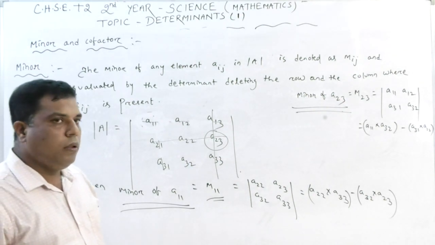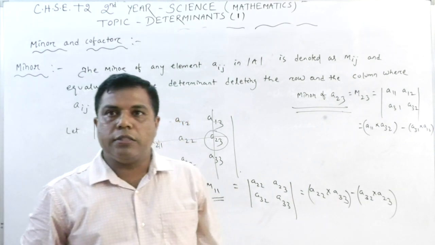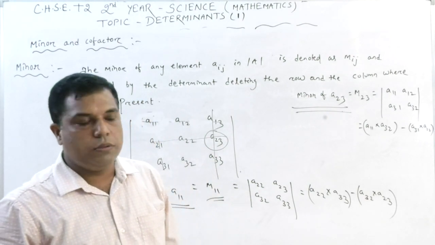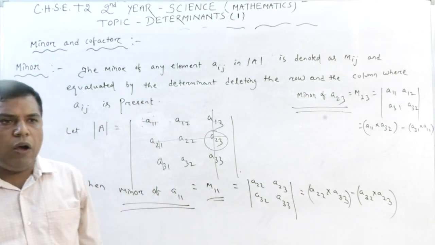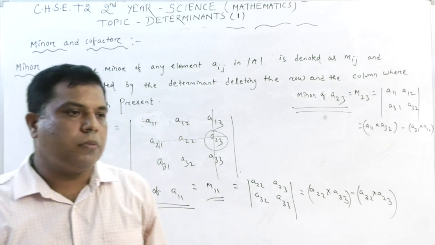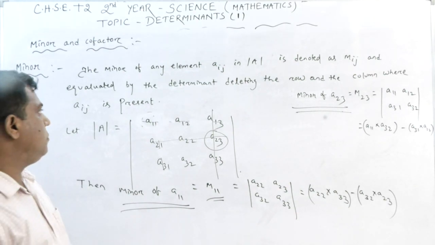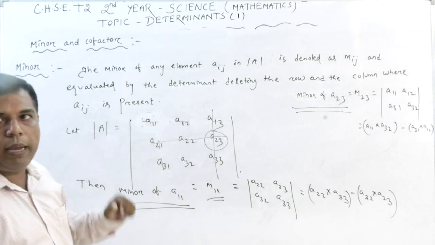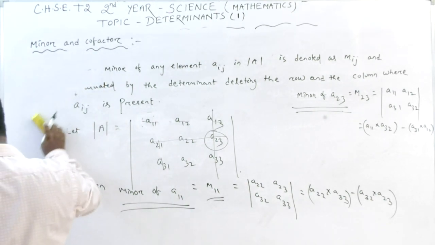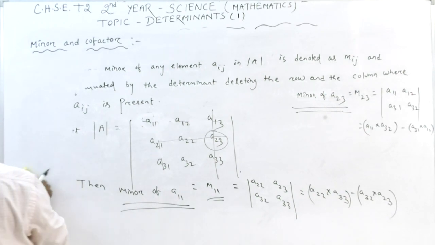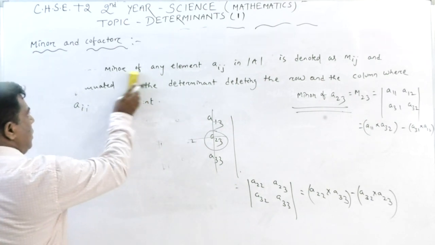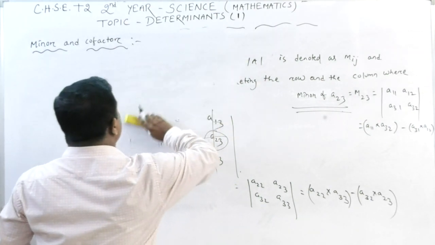Later we will go through some particular examples and work out the concept of minor. Similarly, we can find the minor of each and every element. Now we will go for the cofactor. So this is the information on minor. Now let us move to the concept of cofactor.